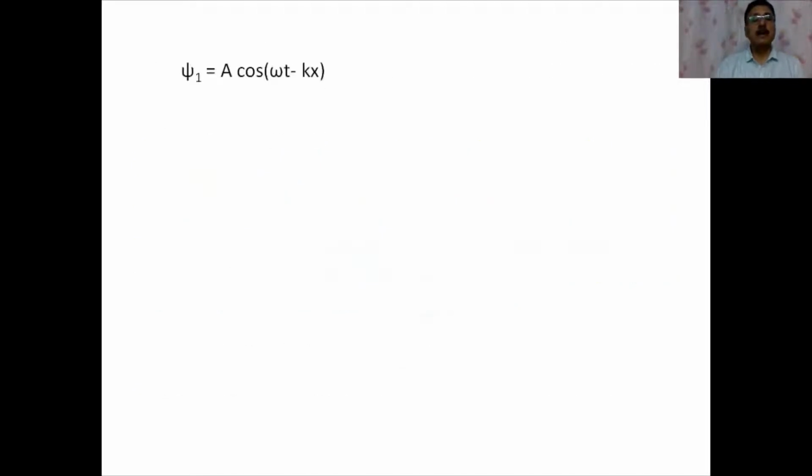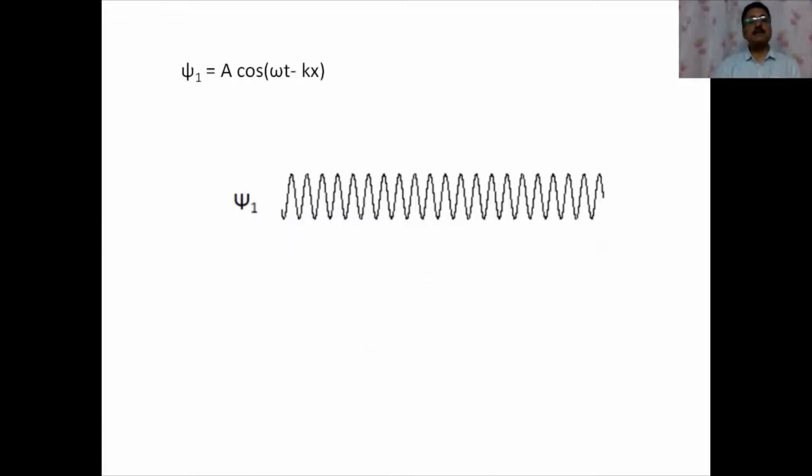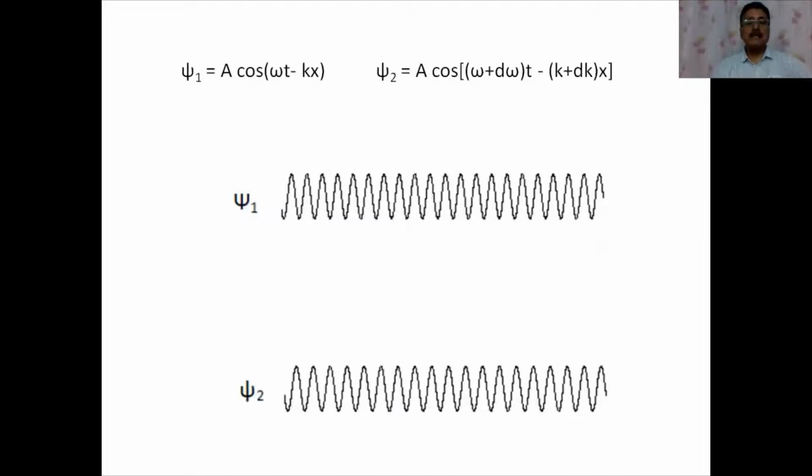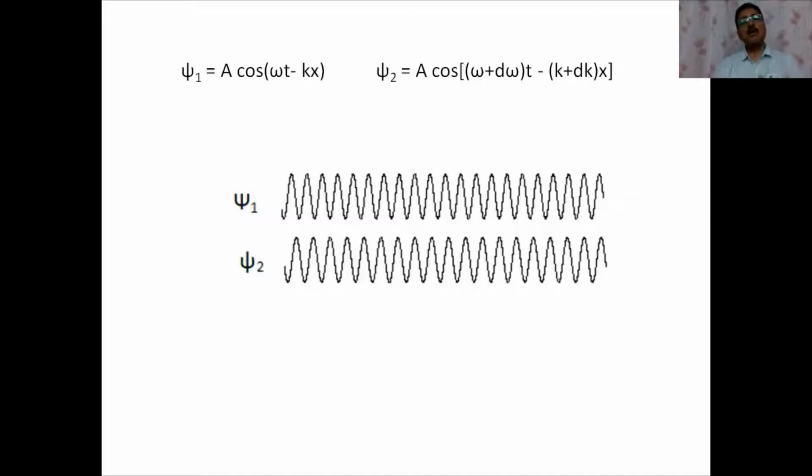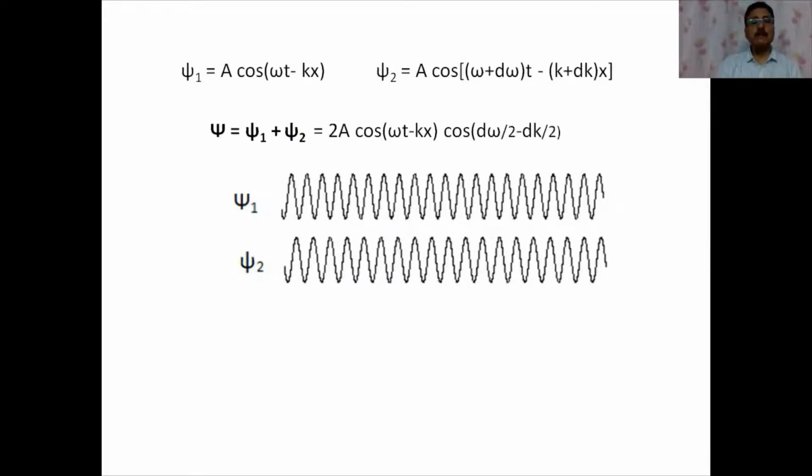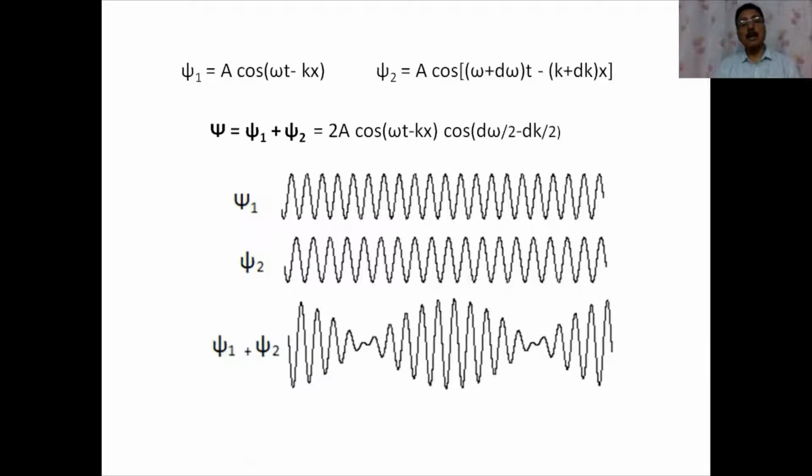Now let us see, if we have one wave, psi 1 is equal to a cos omega t minus kx, and this wave is represented like this. We have another wave, just like a plane progressive wave, psi 2 is equal to a cos omega plus d omega t minus k plus dk x. And this wave will be represented by this one. Only a slight difference in frequency, etc. Now, the superposition of psi 1 and psi 2 is going to give 2a cos omega t minus kx cos d omega by 2 t minus dk by 2 x. And this will be represented by this figure.